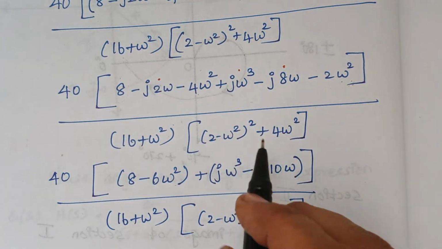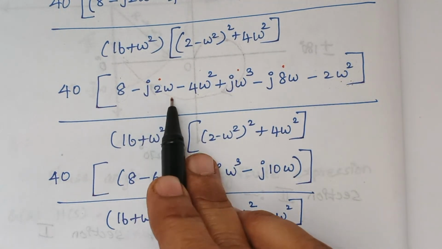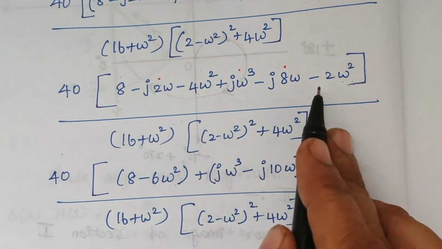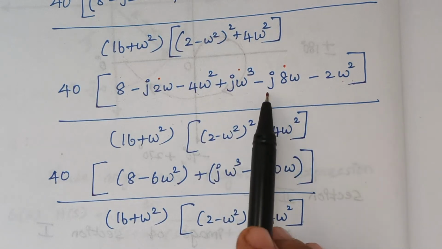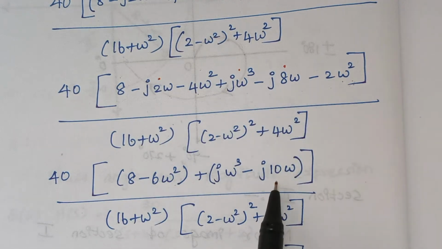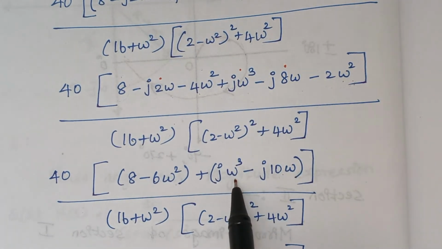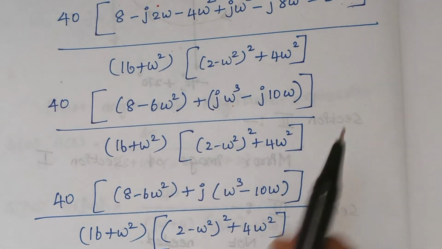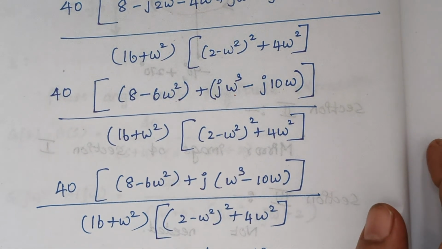The next step is we are combining the imaginary terms. So what are all the imaginary terms here? You see j2, minus j2 omega, plus j omega cube, and minus j8 omega. Here in this term again we are combining. We are having two j terms, so minus 2 minus 8 gives you minus 10 omega, and this j omega cube as such. And the next step is, here I am taking this j commonly outside and the remaining terms are as such.